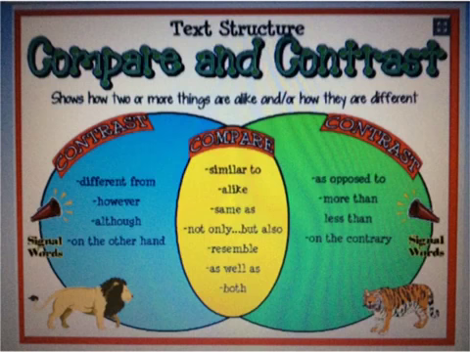The next one is compare and contrast, where you would compare how 2 or more things are alike and contrast or tell how they are different. Some signal words include different from, however, although, on the other hand, as opposed to, more than, less than, or on the contrary for when you're contrasting or listing differences. And then similar to, alike, same as, not only, but also, resemble, as well as, and both for when you're comparing how things are similar.